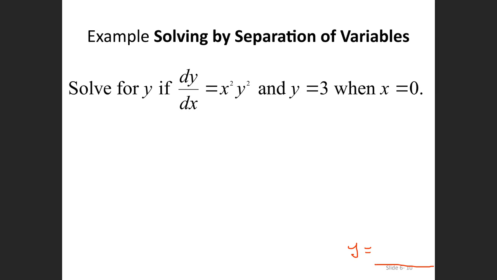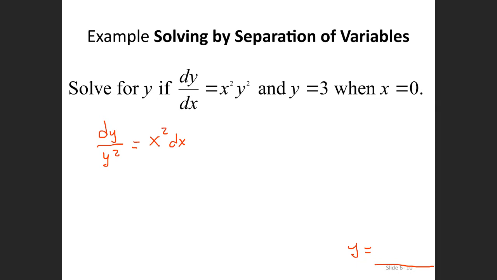Okay. Step 1, separate the y's and the x's. So I have dy over y squared is equal to x squared dx. Okay. Any questions on that? All I did was divide both sides by y squared to get the y squared on this side. I multiplied by dx to get the dx on this side. Okay. So now I have my equation.